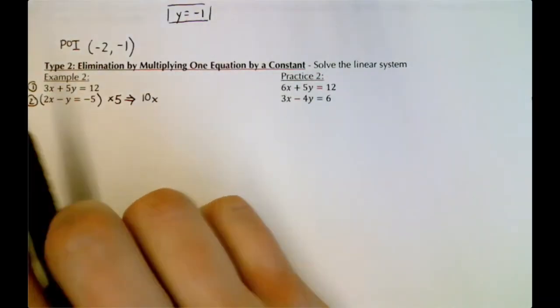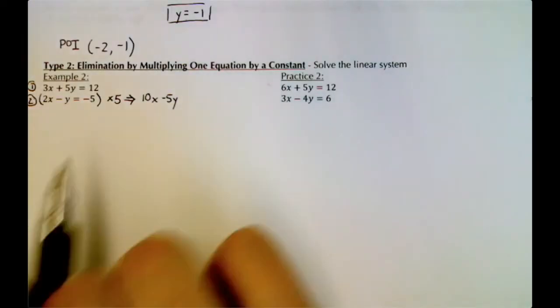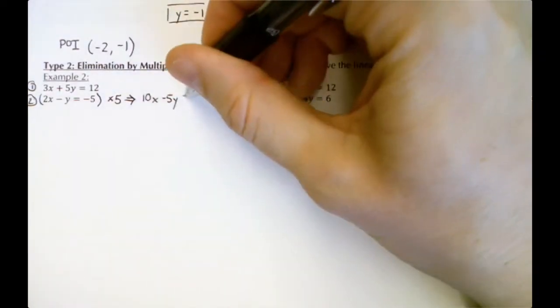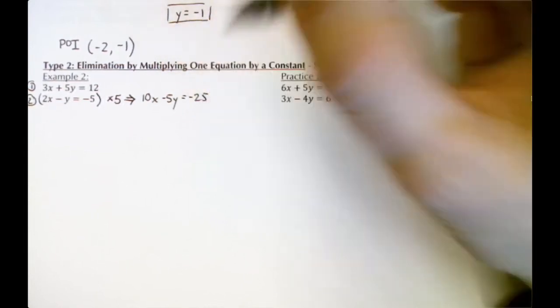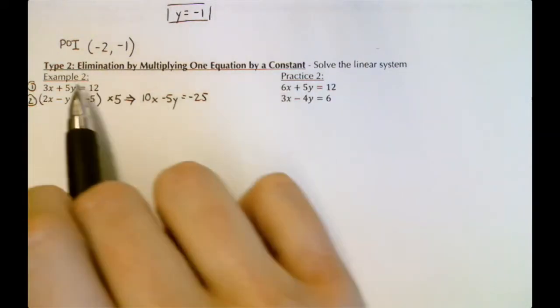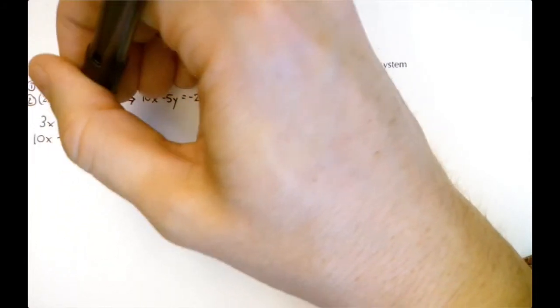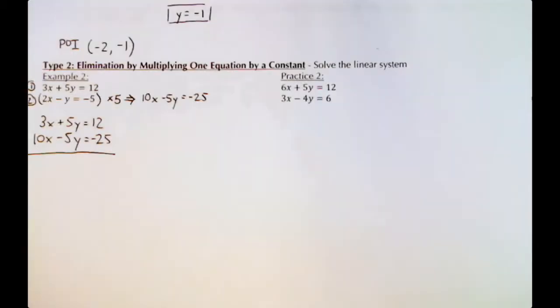5 times -y is -5y. And 5 times -5 is -25. We get a whole new equation that if we stack it with our first equation, look what happens. Well, we had 3x plus 5y equals 12. And if we stack our new equation below it, we end up like this.